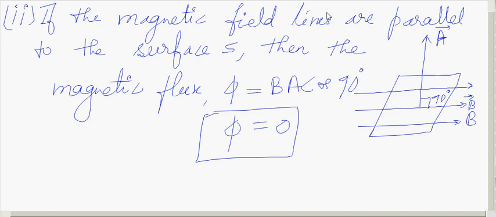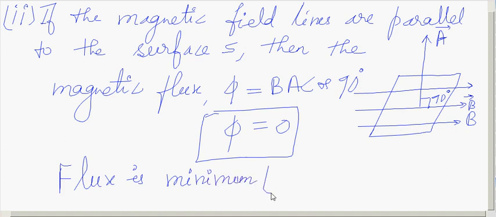Now the third case is, in this case the magnetic flux is minimum. So flux is minimum or 0. The flux becomes minimum or 0 when the field lines are parallel to the surface.